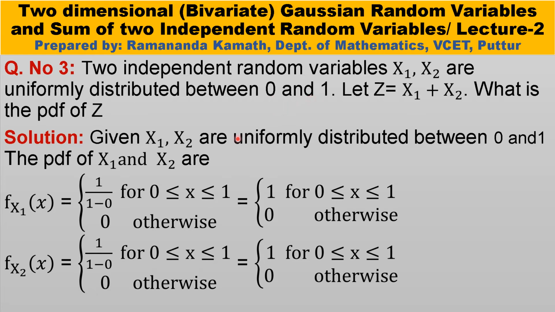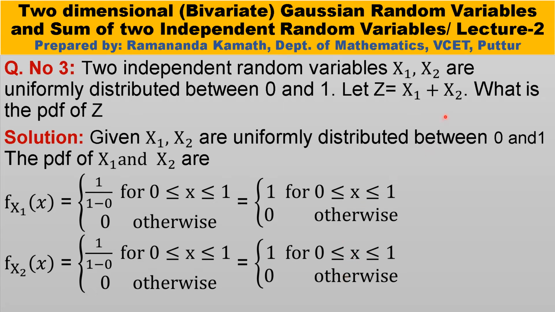Since x1 is uniformly distributed between 0 and 1, the probability density function of x1, fx1 of x is equal to 1 by b minus a, where the interval is (a, b), which is 0, 1. So 1 by 1 minus 0, or equal to 1. It is equal to 1 for all x between 0 and 1 and 0 otherwise. Similarly, x2 is uniformly distributed between 0 and 1. So the probability density function of x2, fx2 of x, is equal to 1 by b minus a, 1 by 1 minus 0, or equal to 1 for all x between 0 and 1, 0 otherwise.